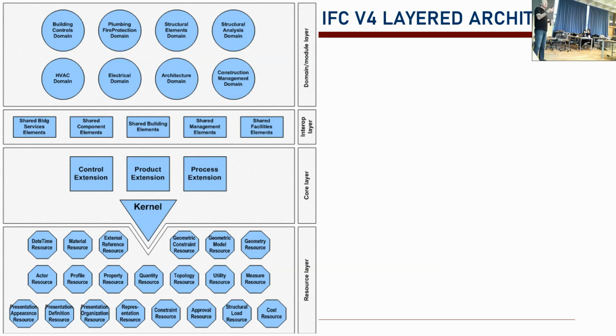Date time resource. We don't use that yet, but you can add dates and times to different phases of the project. Measure resources: we make measurements and put them there. Utility, topology, quantity, property, profile. I don't know if I showed you profiles, but you can create profiles and move them. At least you'll see them in family editing. Actors: once we get to construction management, we have worker, labor, foreman, engineer, architect. Costs, money, structural nodes resource, approval resources, constraints, representation, organization, definition, appearance, presentation.